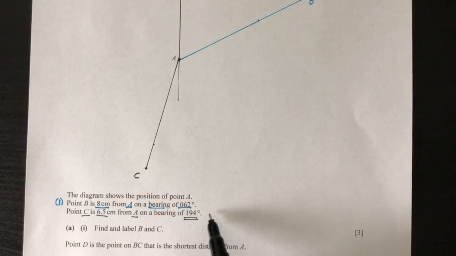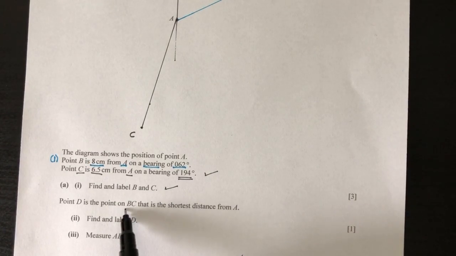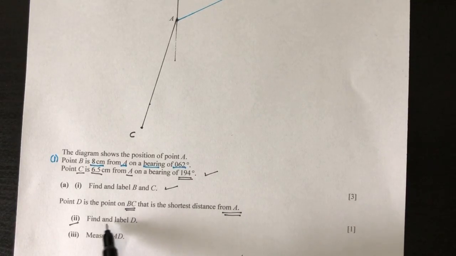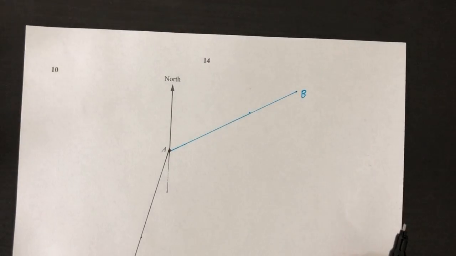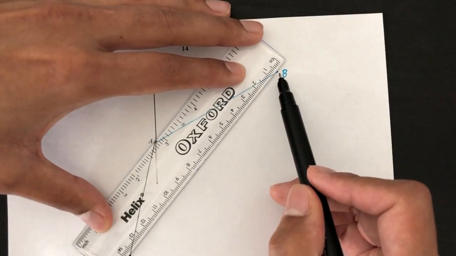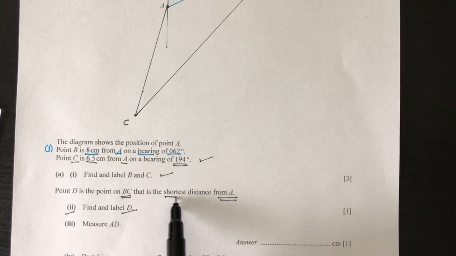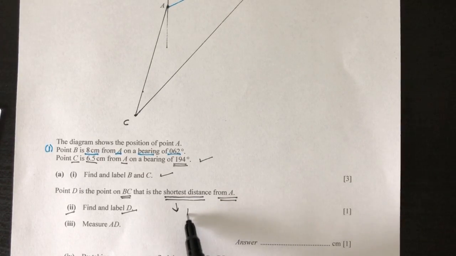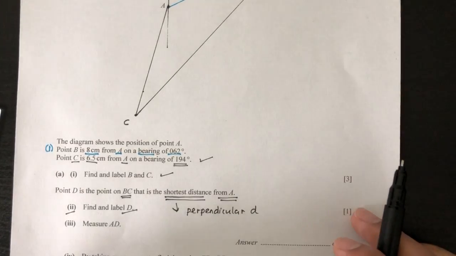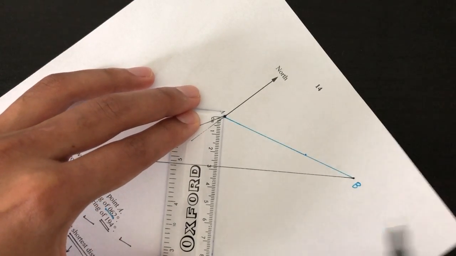Okay, this is the diagram done. Now question number 1. The point D is a point on BC that is the shortest distance from A. Part 1, find and label D. Pretty easy. We have to connect BC first. So let's connect them. And now when you're given the shortest distance, remember whenever you see that, it is always the perpendicular distance. Shortest distance means the perpendicular distance from the point A. So if you observe from the point A, it has to be perpendicular to your line BC.